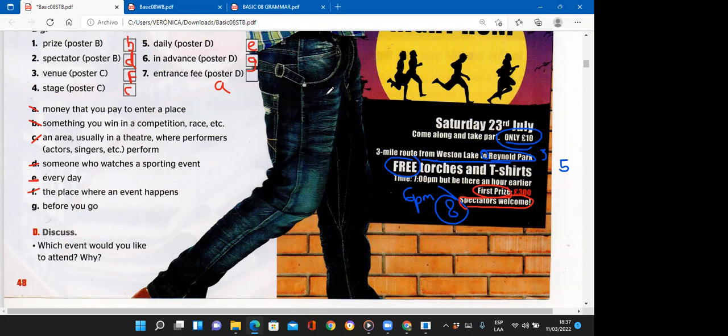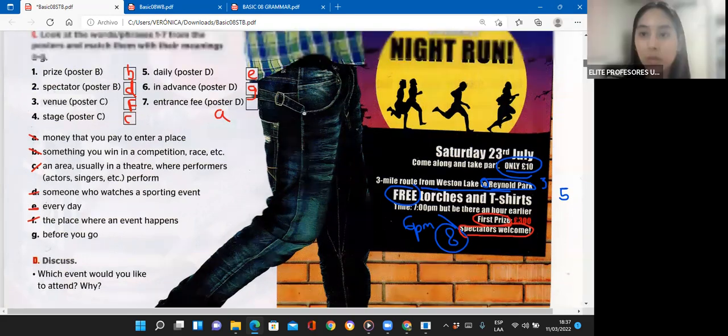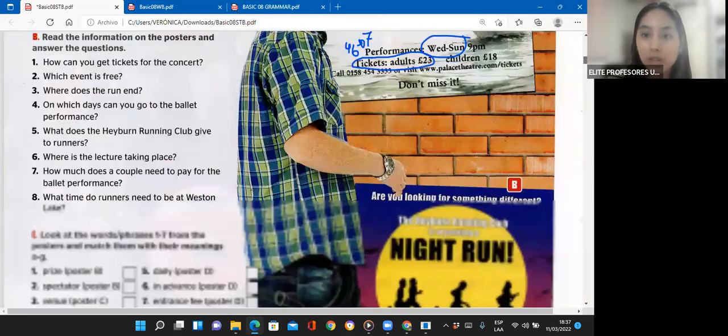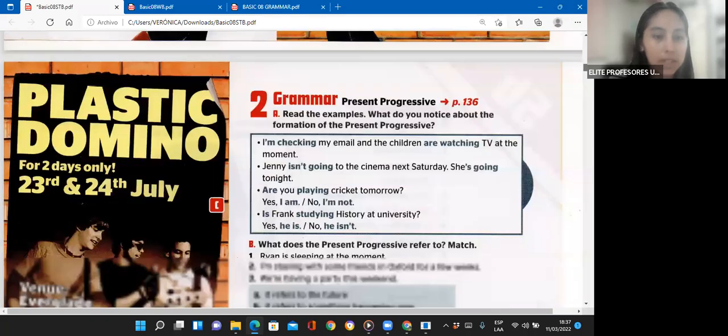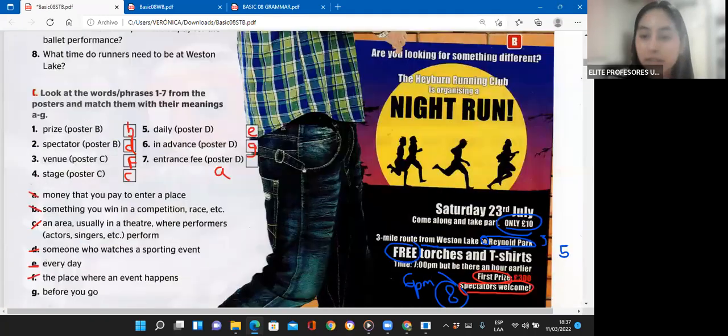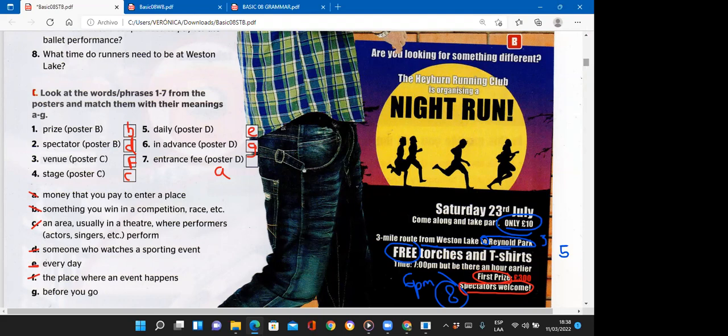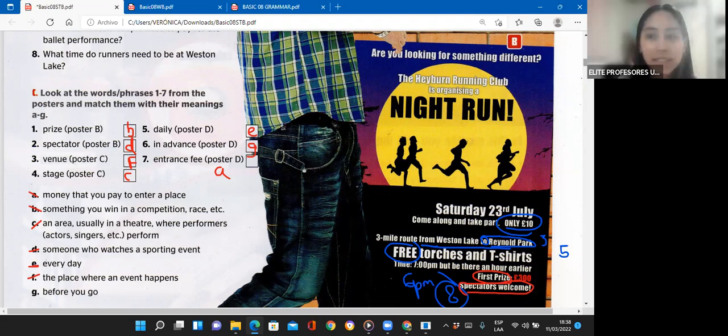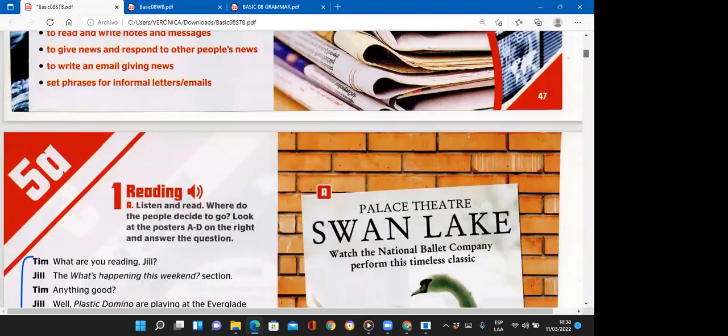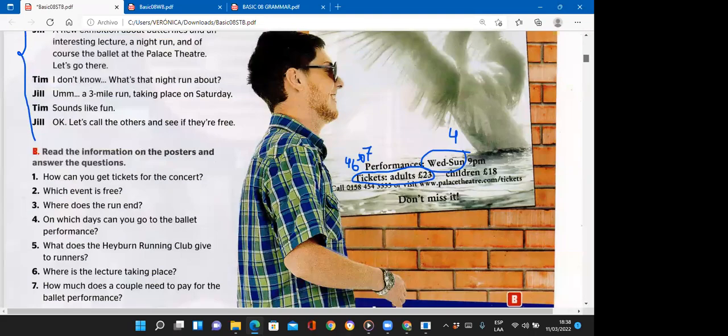I would like to attend the ballet course because I like the ballet and it's a quiet event. Okay, you would like to attend the night run? I heard which one? Sorry, I couldn't hear. Which one? Again, please. Oh, okay. The first one, right? The A, the ballet performance. Yes, the first one.